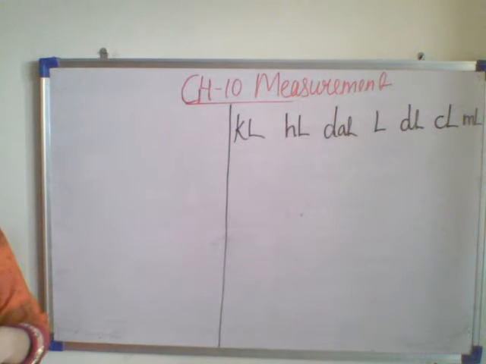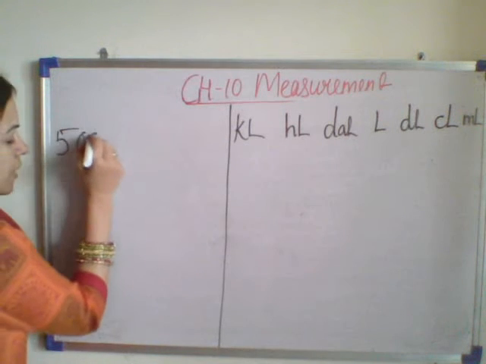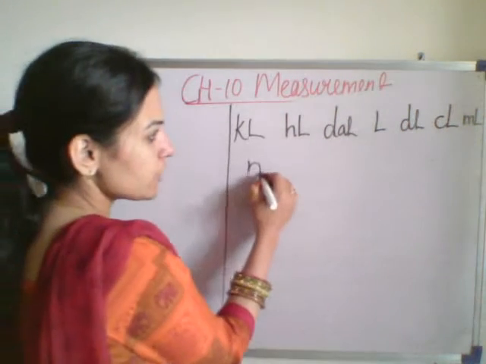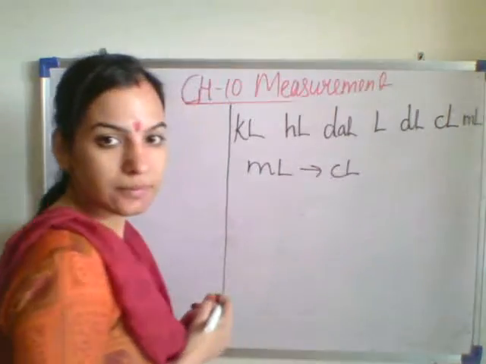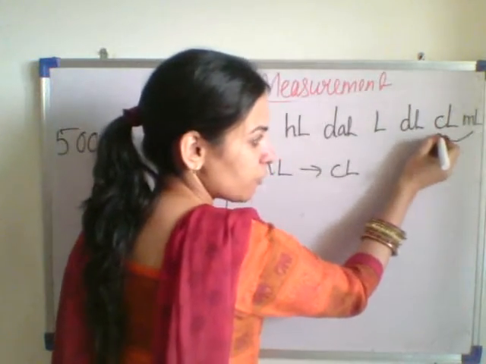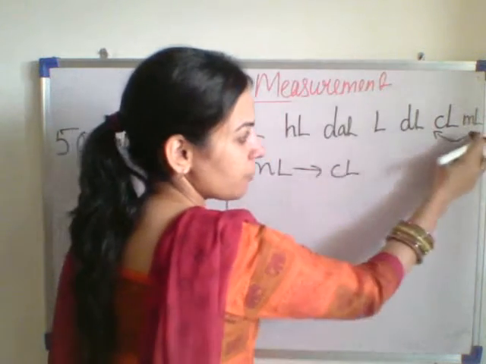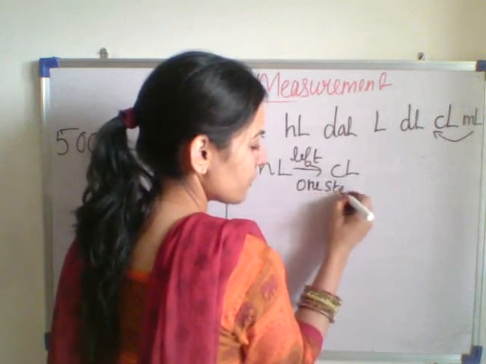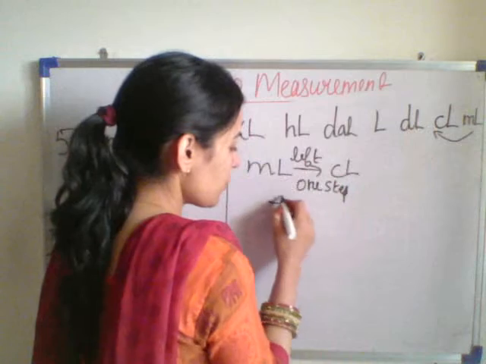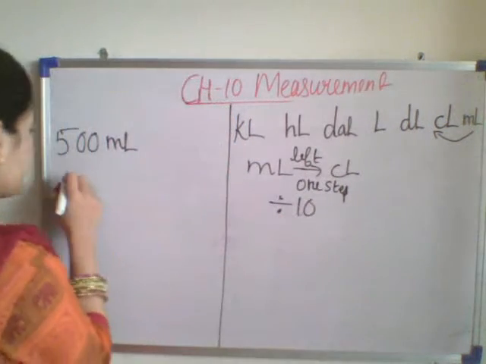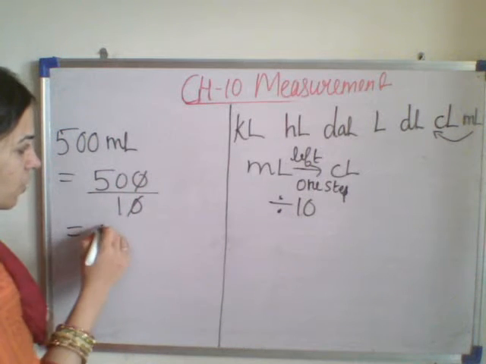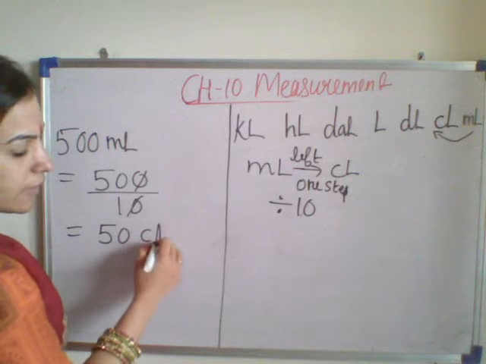The next, it is 500 milliliter. Suppose 500 milliliter, I have to convert this milliliter into centiliter. See, milliliter is here and I am moving in this direction, towards left. One step, only one step I am moving towards left. So I have to divide it with the 10. So 500 divided by 10, 0 and 0 got cancelled. It would be 50 centiliter.